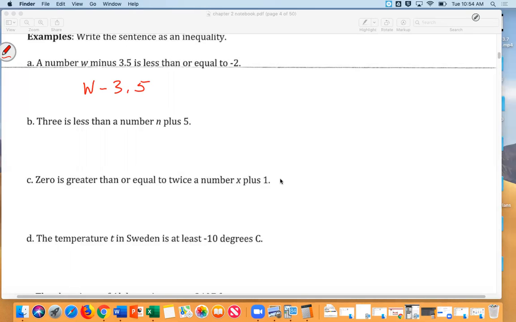So I look back up there and I see that less than or equal to corresponds to that symbol, -2. So that's it. Now this one says for B, 3 is less than a number n plus 5. C says 0 is greater than or equal to twice a number. So it says twice a number x plus 1.